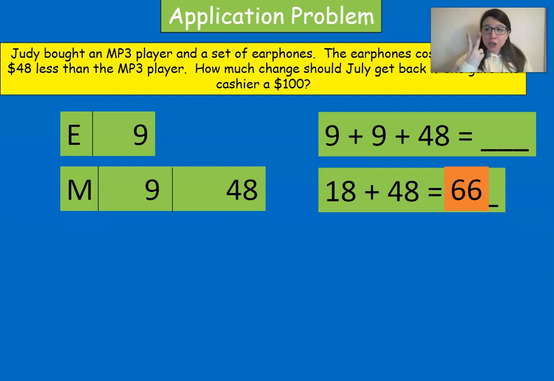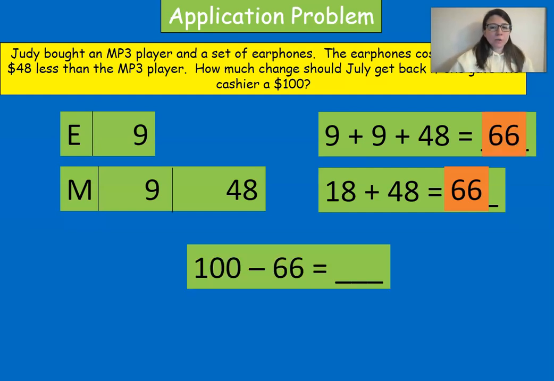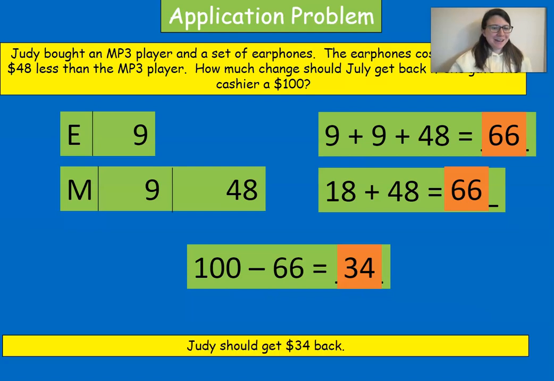Awesome. Now step 2, she's giving the cashier $100. If she gives the cashier $100, but she only needs to pay $66, how much is she going to get back? Are we going to add or subtract to find out that difference? Good, we're going to subtract. So we're going to take that $100 that she gave the cashier, and then we're going to subtract the $66 that's the amount for her earphones and her MP3 player to figure out how much money she should get back. So pause and solve for that problem. Did you get $34? Awesome job. So our answer after all of this is Judy should get $34.